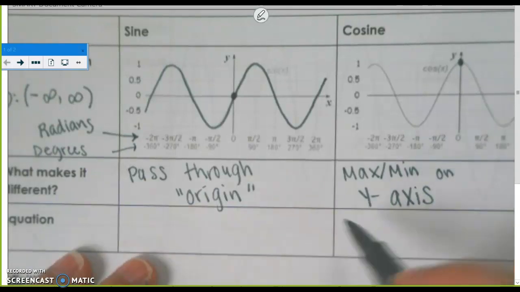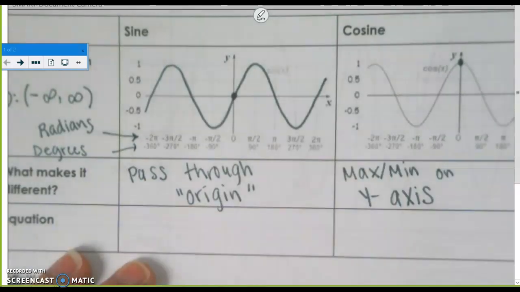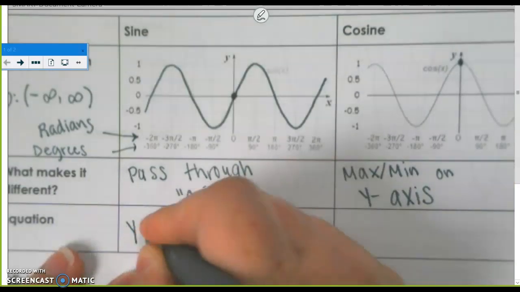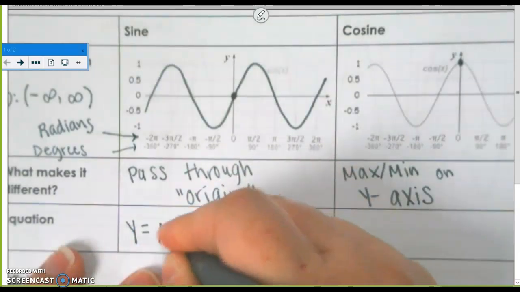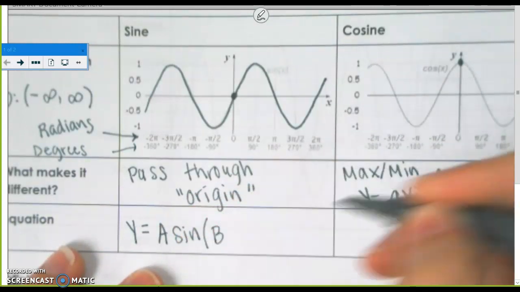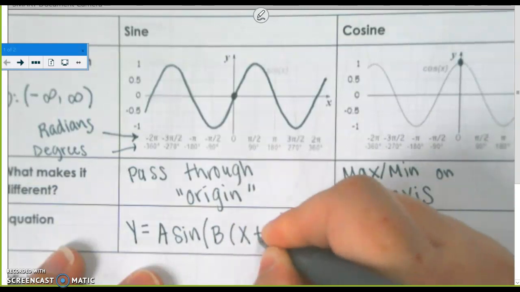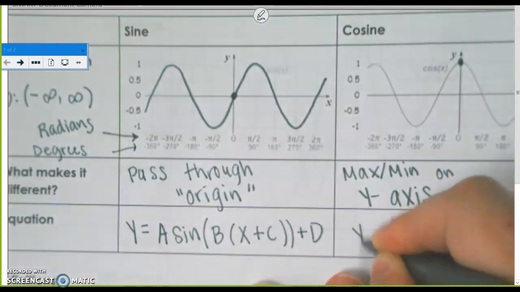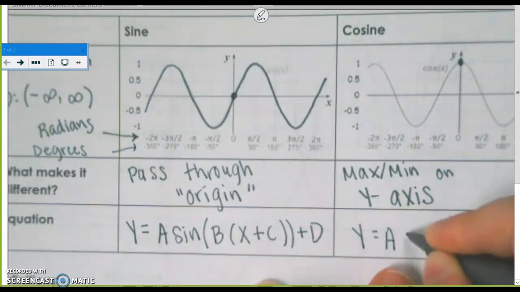All right, the equations that we use are going to be the same. In the next box is where I'm going to actually explain the equations. And this one is just the same thing, but cosine.